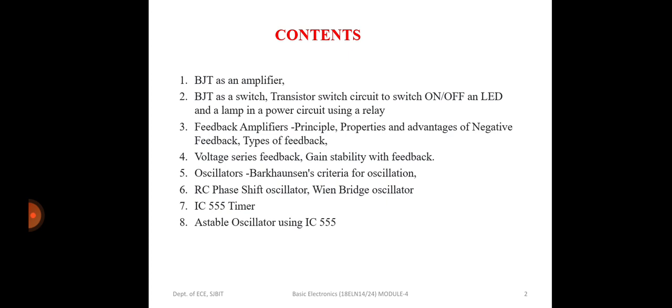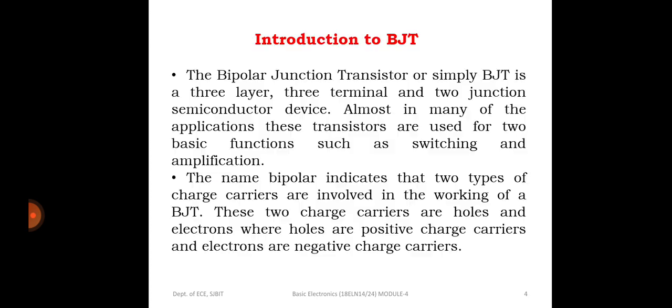And later on we'll be studying about the feedback amplifiers, its principal properties and advantages of negative feedback, types of feedback, right? And later on we'll be studying about the voltage series feedback, its gain stability with feedback. And then we'll be studying about the oscillators. In oscillators we'll be studying about the Barkhausen criteria for oscillation, then the different types of oscillators, that is the RC phase shift oscillator and the Wien bridge oscillator. And we are going to study about the IC555 timer, that is astable oscillator using the IC555 timer. So these are all the things that we are going to glance upon in this module.